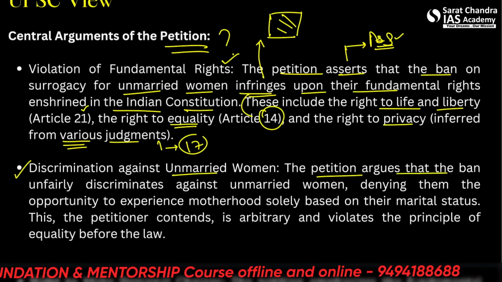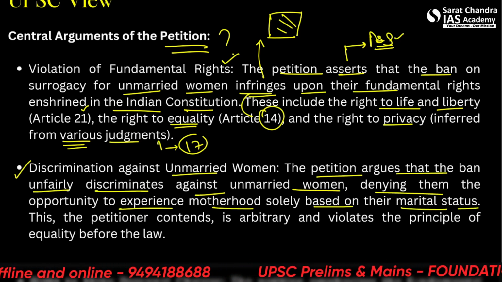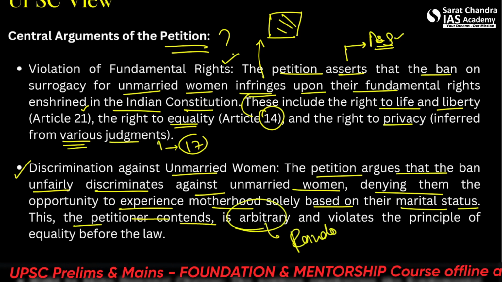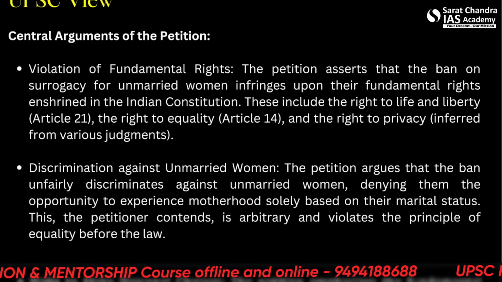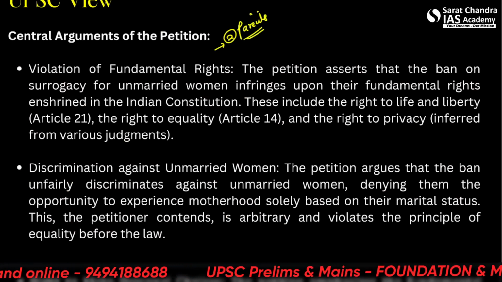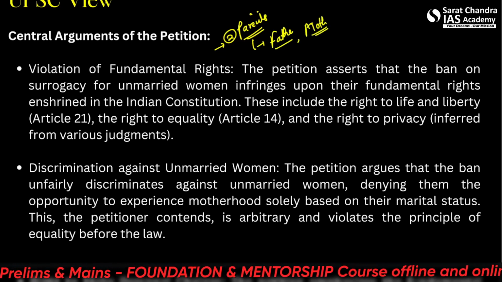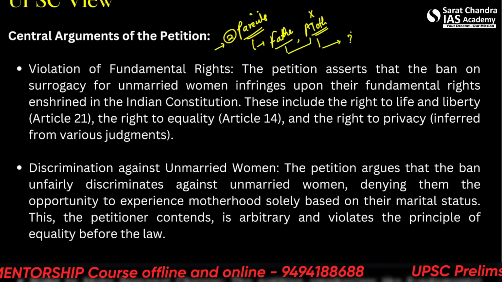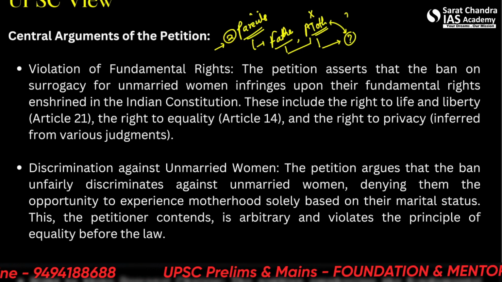Discrimination against unmarried women. The petition argues that the ban unfairly discriminates against unmarried women, denying them the opportunity to experience motherhood solely based on their marital status. This, the petitioner contends, is arbitrary. Arbitrary means random, and violates the principle of equality before the law. But there is also a social aspect: any child, even through surrogacy, socially requires at least two parents. There should be a father present and a mother present for the normal upbringing of any child. And whether the mother, if she is unmarried, should be experiencing motherhood through surrogacy, not through a direct connection to the child, is questionable.